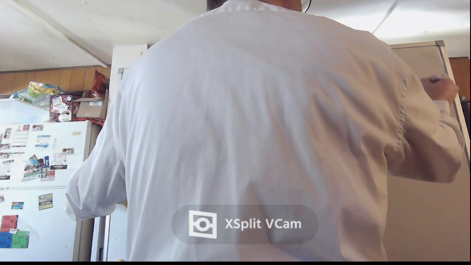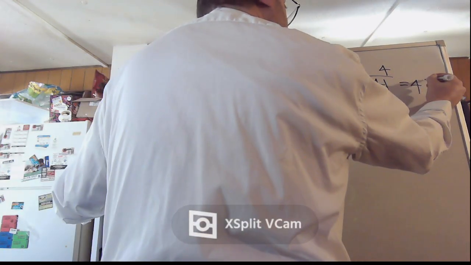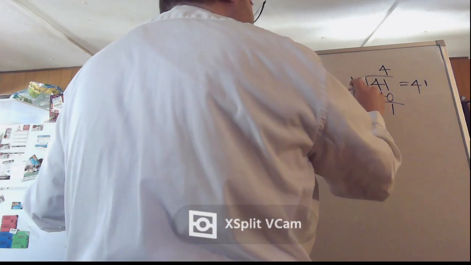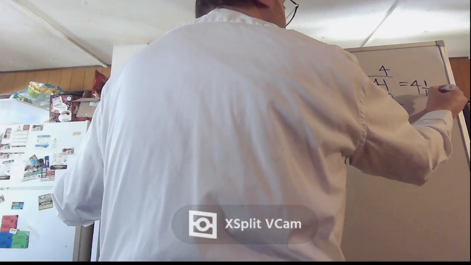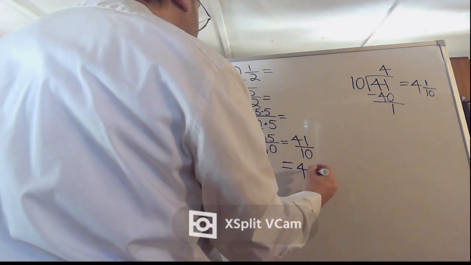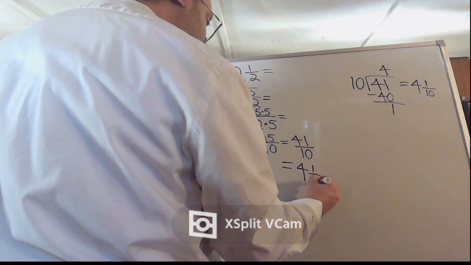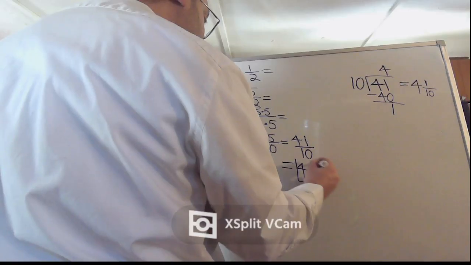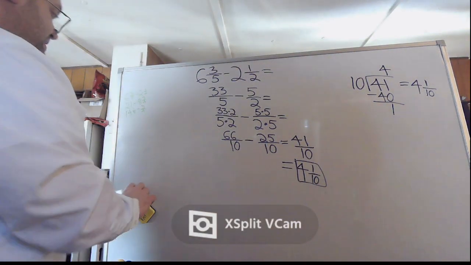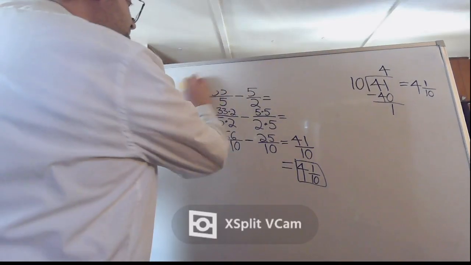So that 4 is going to be your whole number. The remainder 1 will be your numerator. The divisor of 10 will be your denominator. So the answer to this is going to be 4 1/10. And yep, that is exactly the answer. It'll be 4 1/10. Got a couple more.